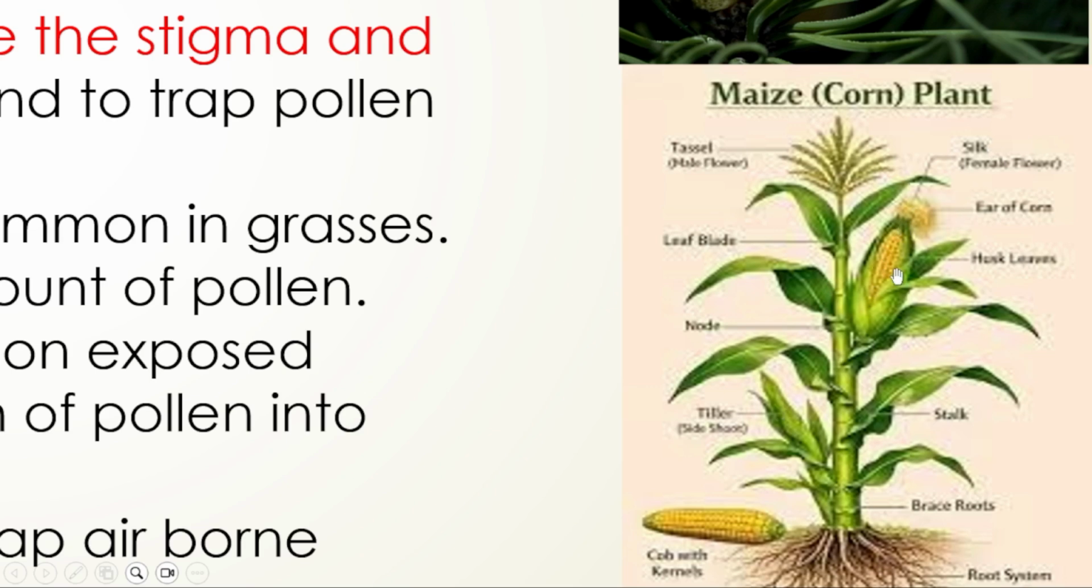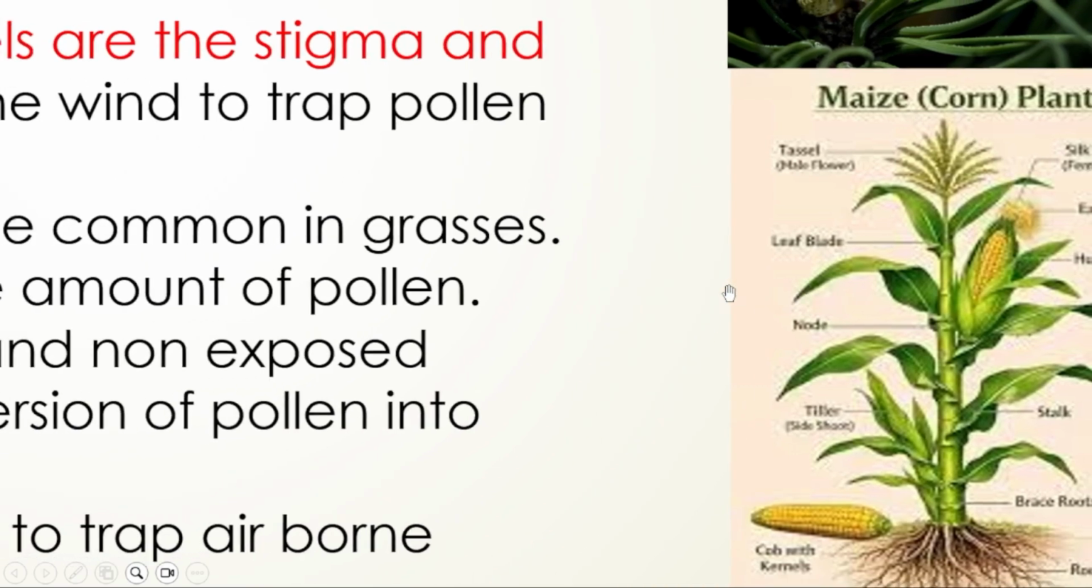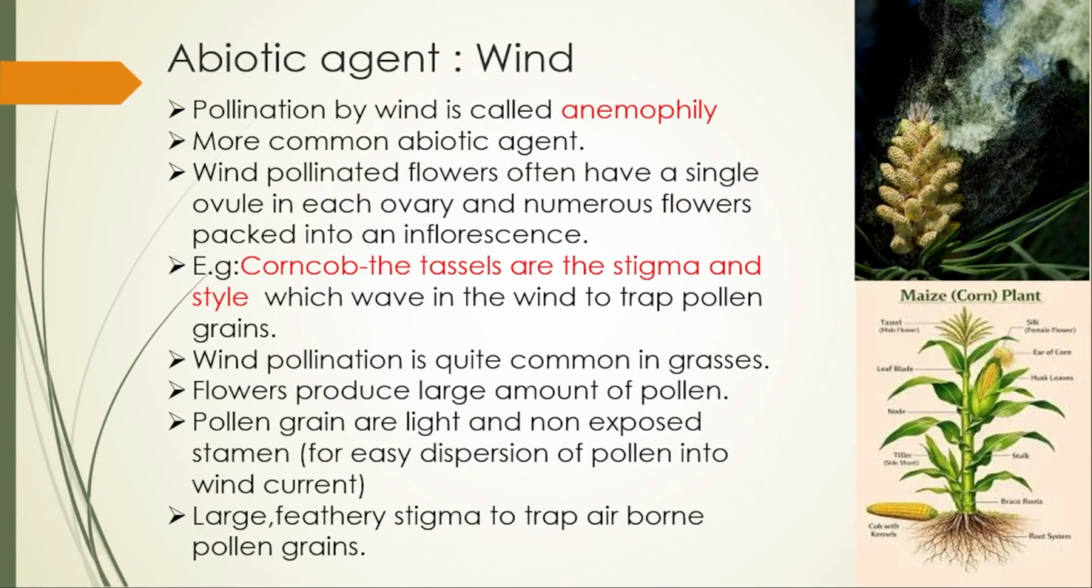Okay, whenever this corn was a flower, these were waving out so that they could trap the pollen grains which are released by the tassel. So this is the best example for what? Wind pollination, that is anemophily, the corncob tassel.